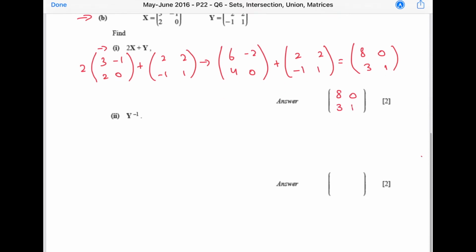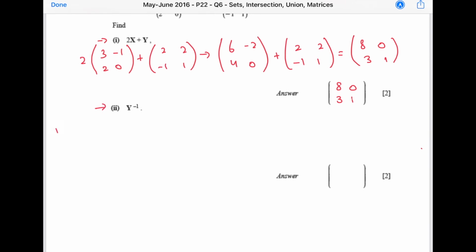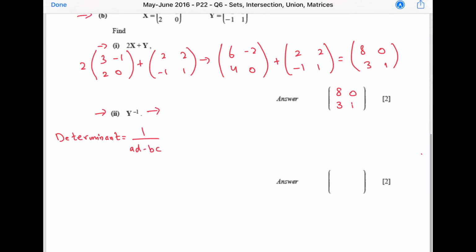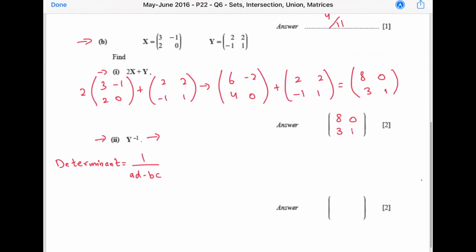The last part says find the inverse of y. In order to find the inverse of y, the first thing that we have to find is the determinant. How do we find the determinant? We do 1 over AD minus BC. First, let's write the matrix y over here. 2, 2, negative 1, 1. If I write this in the form A, B, C and D, this is how it should be written.